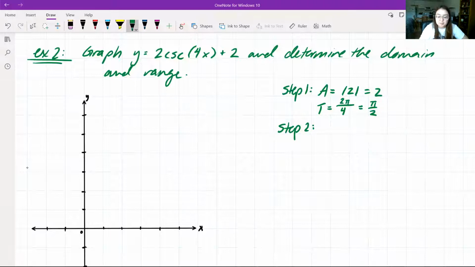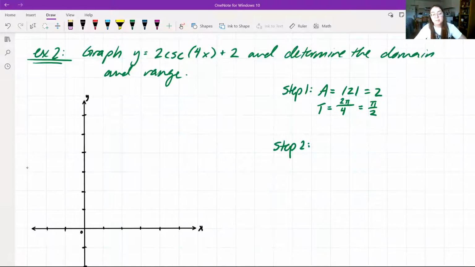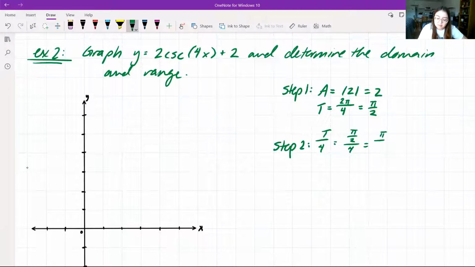So moving on to our step 2, we want to go ahead and set up our intervals. So we know that our intervals have to be in the length of our period divided by 4. So we'll have pi over 2 divided by 4. So the lengths of our intervals are going to be pi over 8, once again.